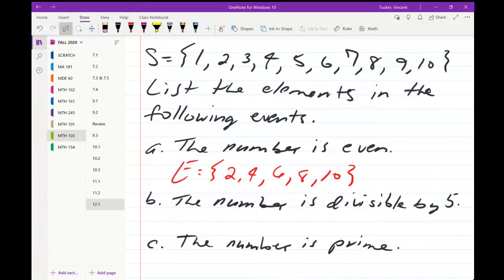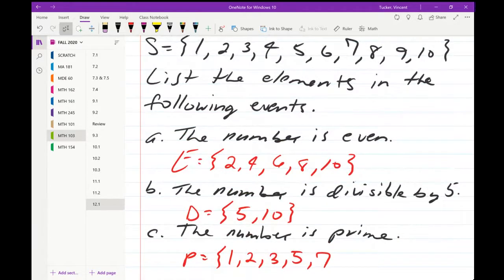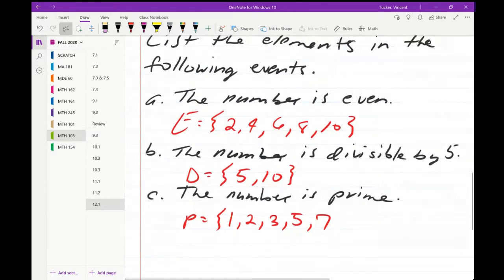Next one, the number is divisible by 5. Just talking about 5 and 10. And the last one, the number is prime. Talking about numbers that are only divisible by 1 and itself. Oh, left off 2. 1, 2, 3, 5, and 7. Yep, that's it.